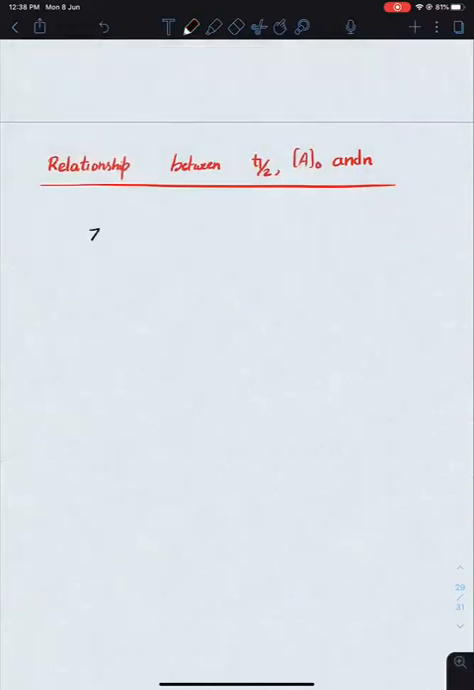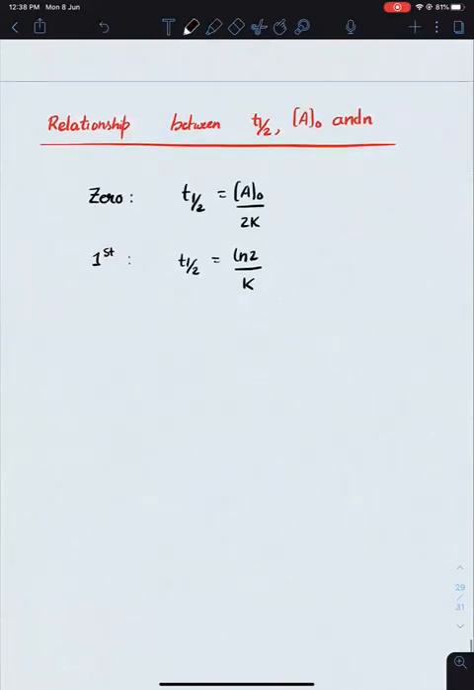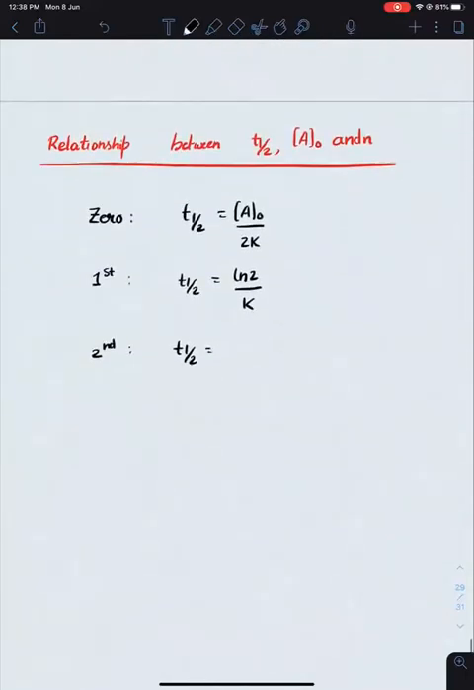Once analyze the relationship between T half, A naught and order of the reaction. हमारा एक्सप्रेशन जो आया है, ज़ीरो ऑर्डर रिएक्शन के लिए, टी हाफ का एक्सप्रेशन हमें मिला ए नॉट अपॉन 2k। फॉर फर्स्ट ऑर्डर रिएक्शन टी हाफ का एक्सप्रेशन मिला हमें ln 2 अपॉन k। फॉर ए सेकेंड ऑर्डर रिएक्शन वी गॉट टी हाफ एज, अभी अभी देखा हमने, 1 अपॉन k times a naught.